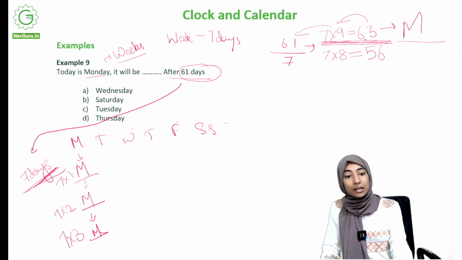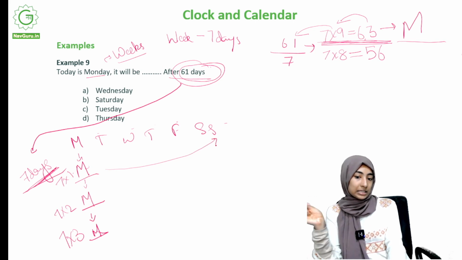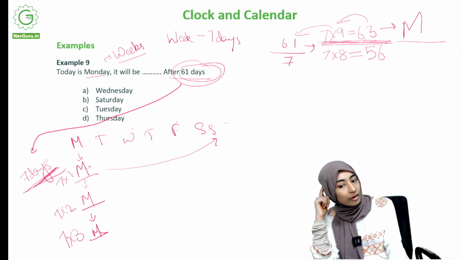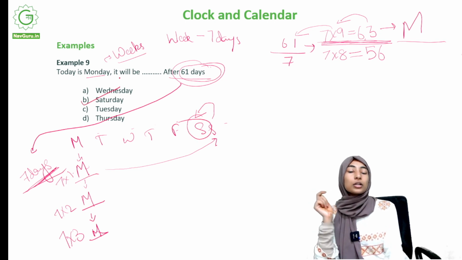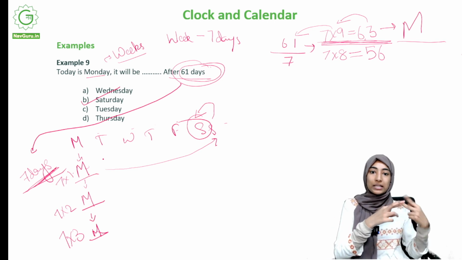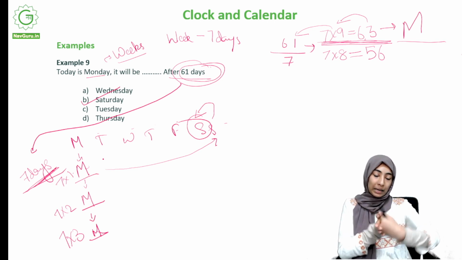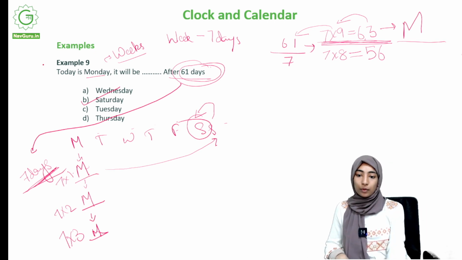Now from the 63, but we don't want 63, we want 61. So if after 63 days it's a Monday, what is after 62 days? Just go 1 day behind. That's a Sunday. If after 63 days it's a Monday, after 62 days it will be a Sunday, after 61 days it will be a Saturday. Saturday is your answer. So basically we got 63, and from that we just went back twice. Monday minus 1 is Sunday, Sunday minus 1 is Saturday. That's how you find these questions.